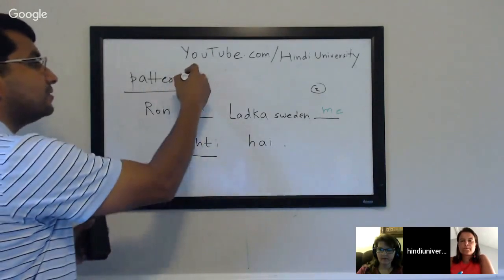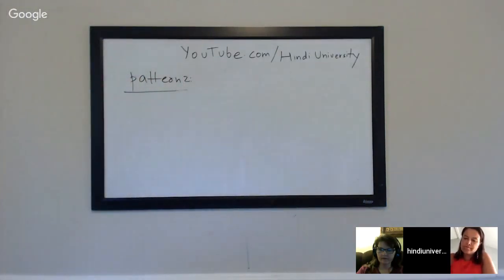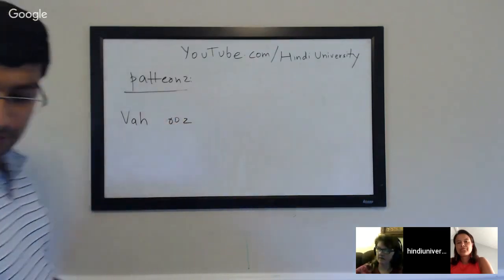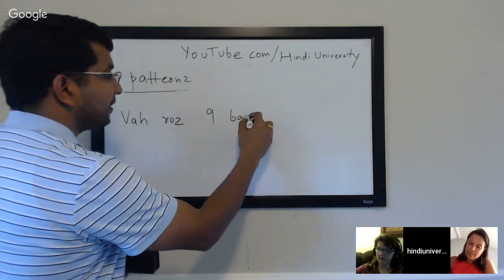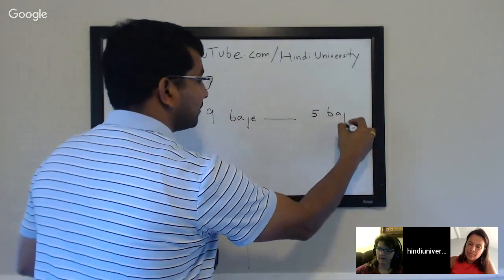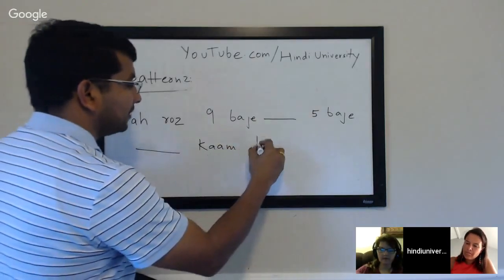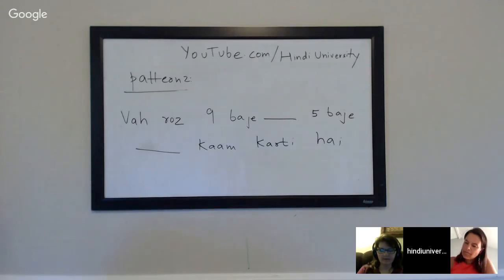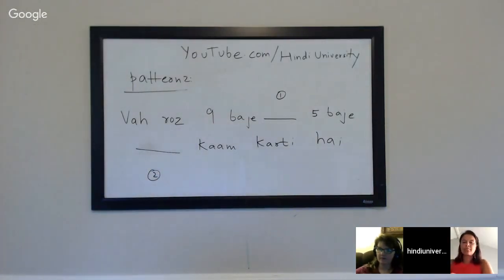Let's start with pattern two. As we go over them, things will get a little more complicated, and you will have more and more confusion about which one to use, which is fine. The second one is still a continuation of that. Ron की लड़की स्वीडन में रहती है, and then वह रोज ___ 9 बजे, ___ 5 बजे काम करती है. Okay, again I left two blanks here. वह रोज 9 बजे, first one, and then 5 बजे काम करती है. She works every day from 9 a.m.